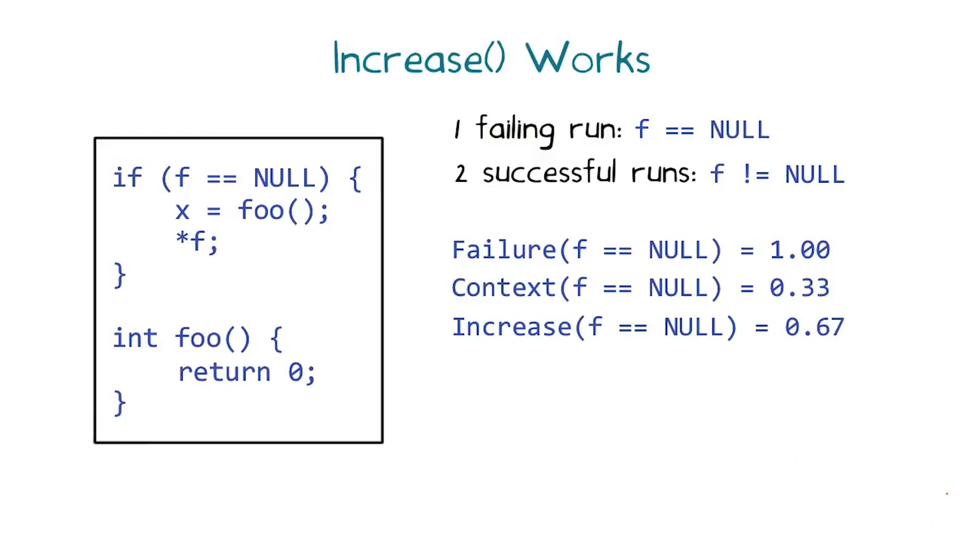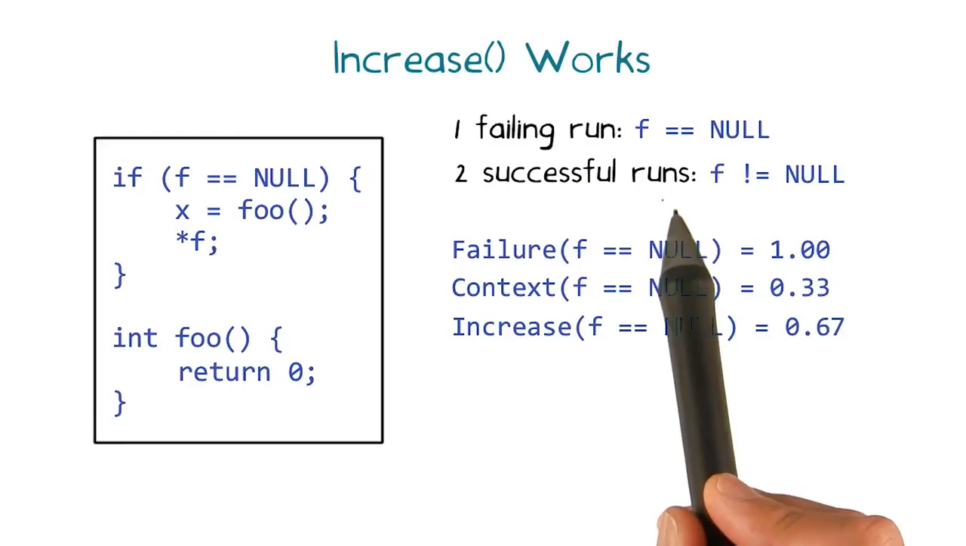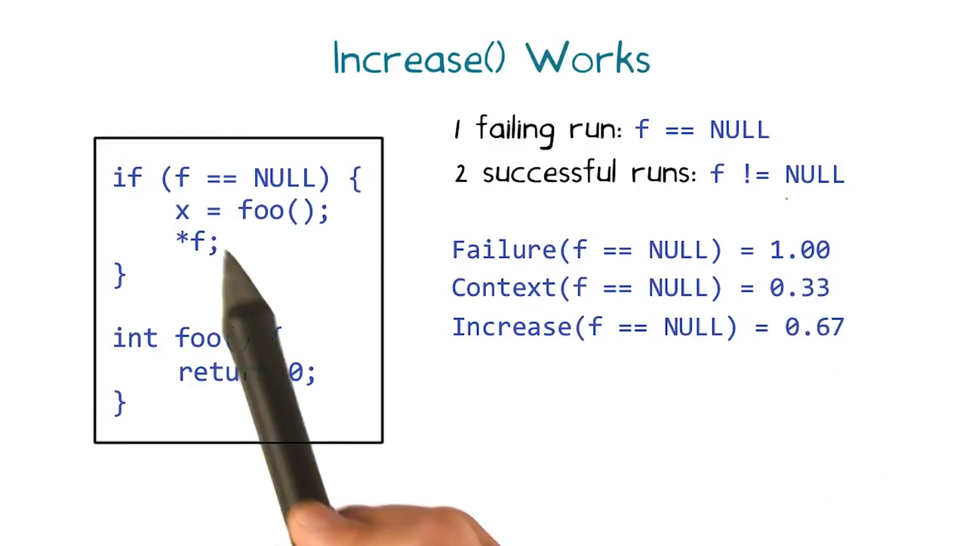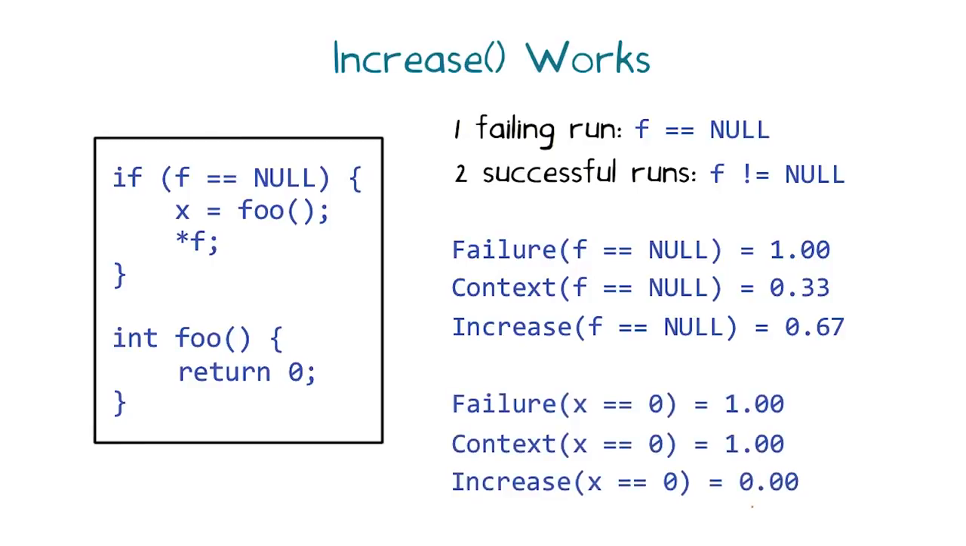This indicates that when f is null, there is a much higher chance of run failure than usual. On the other hand, in the two successful runs in which f is not equal to null, we never observe the predicate x equals 0. Since there is just one failing run in which the predicate x equals 0 is observed, and no successful run in which the predicate is observed, the context score of predicate x equals 0 is 1. This means that the increase score of the predicate is 0, indicating that when x is 0, there's little, if any, change in the probability of run failure. So the predicate x equals 0 is not blamed for causing this program to fail.